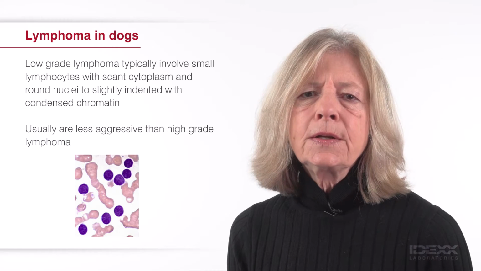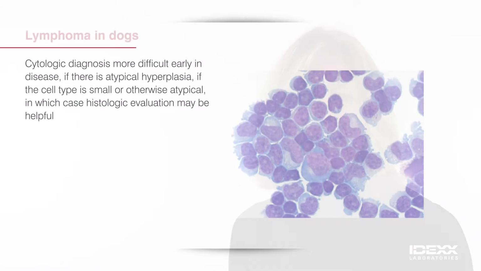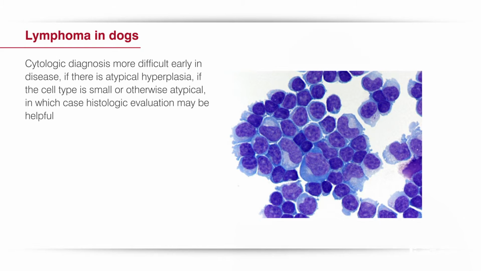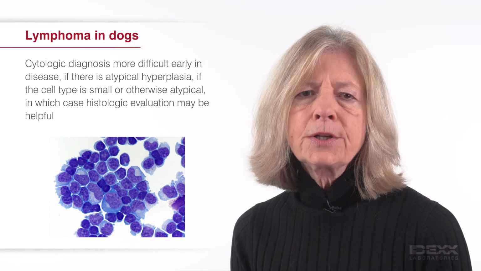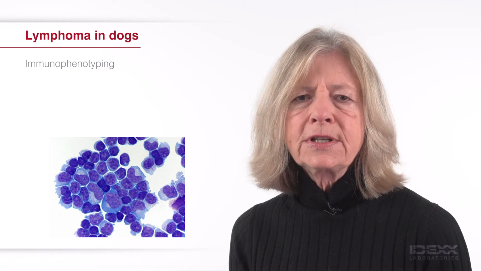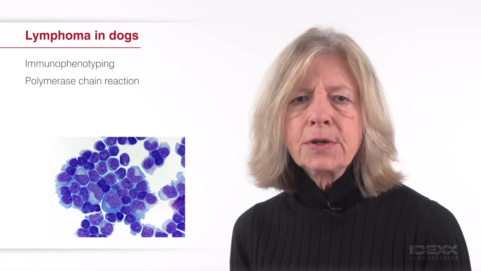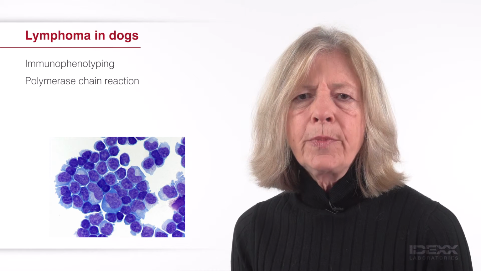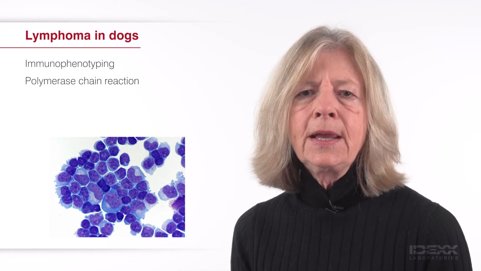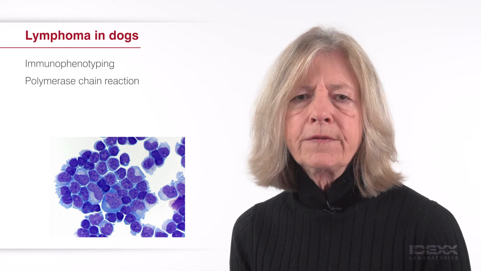The cytologic diagnosis of lymphoma may be difficult early in the disease if there is atypical hyperplasia or if the neoplastic cells are small or intermediate or otherwise atypical. In these cases, histologic evaluation may be necessary. Immunophenotyping by flow cytometry and polymerase chain reaction for antigen receptor rearrangement may be helpful in determining whether the cells are B or T lymphocytes and if there is a clonal expansion of lymphocytes.